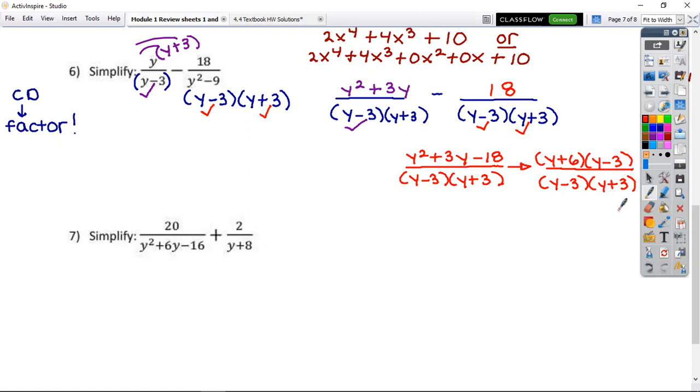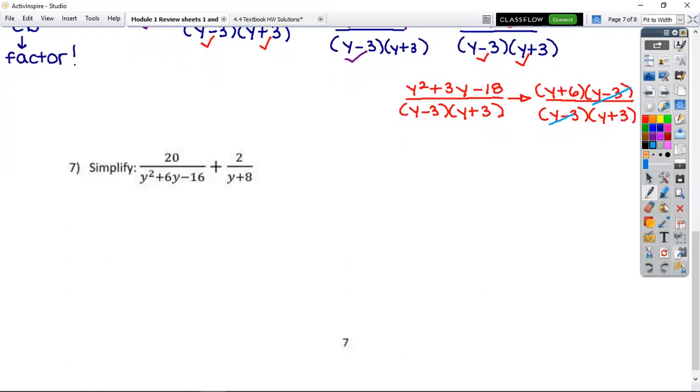So our last step is you're permitted to cancel those y minus 3s. And what's left over is your answer. So my final solution is y plus 6 divided by y plus 3. And are we allowed to ever cancel the y's? No, so you leave it like that. So that.